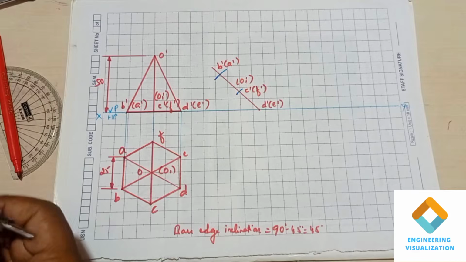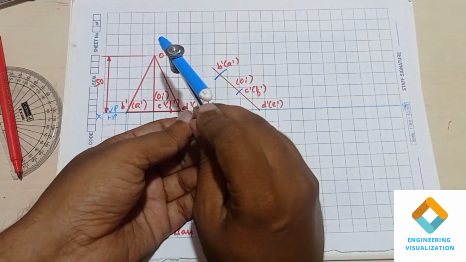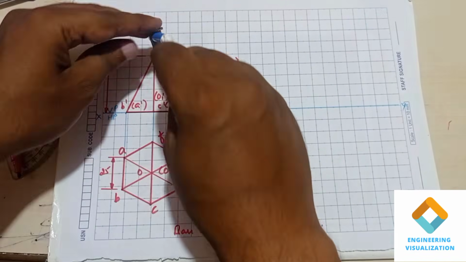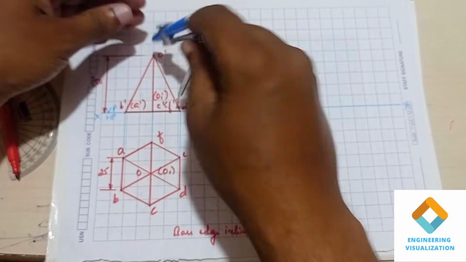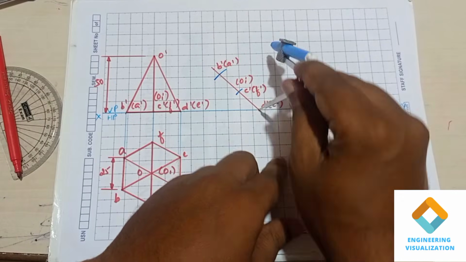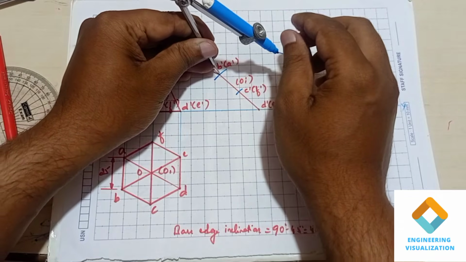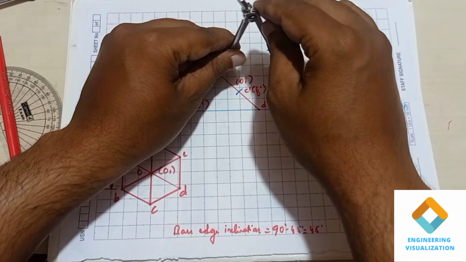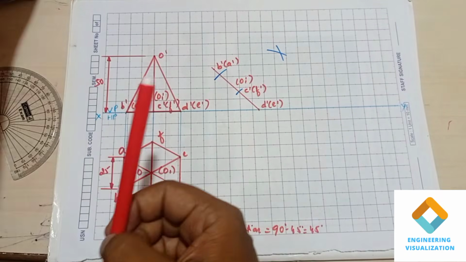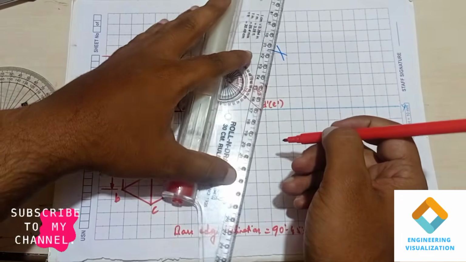Okay, now measure the length from D dash to O dash. Then from B dash to O dash. Now connect this to draw the triangular face.